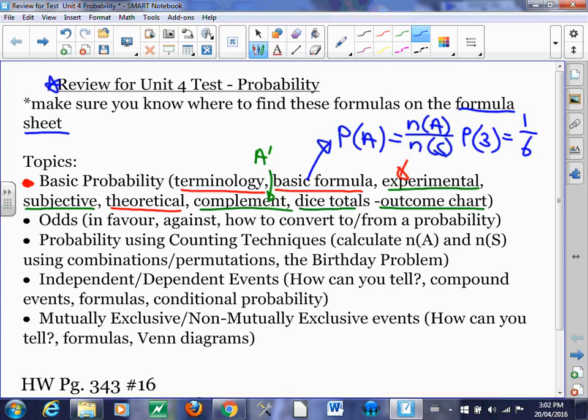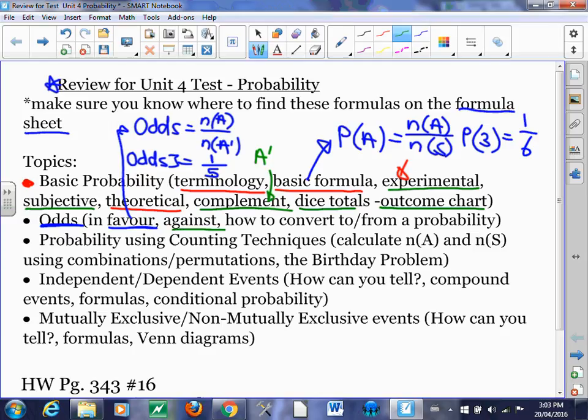Now, to compare that to odds, ladies and gentlemen, odds in favor is different. It compares the number of ways the event can occur divided by the number of ways it doesn't occur, so its complement. So if I was taking a look at the odds of rolling a 3, it's going to be 1 out of, instead of 6, 5. So make sure you've got that. Make sure you know how to do odds against, and how to convert to and from a probability question.